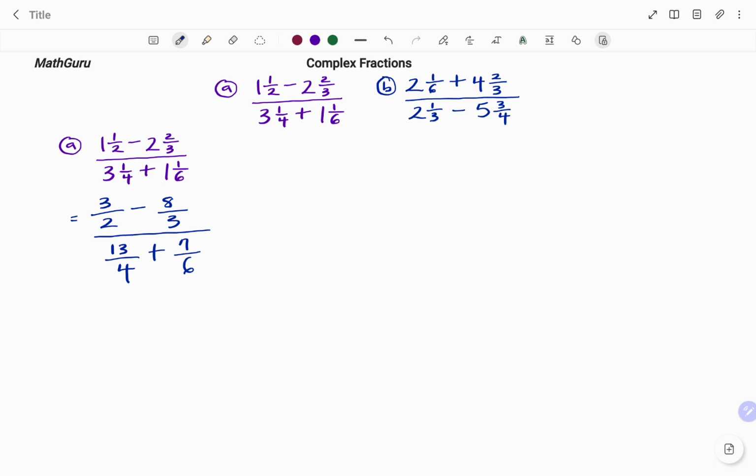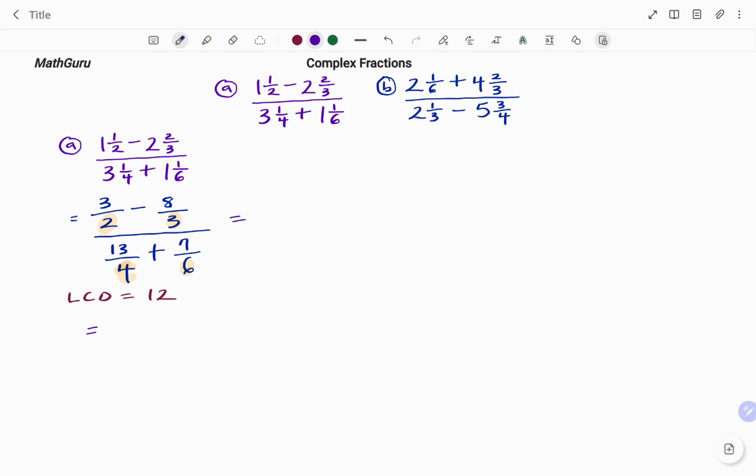Because they all have different denominators, to simplify, I'm going to check and see if I can find the same lowest common denominator for both the numerator and the denominator. So I have my 2, 3, 4, and 6 as it is. My LCD, or my lowest common denominator, for 2, 3, 4, and 6 is 12. So I'm going to make all the denominators 12. And to do that, I'm going to write it by the side.